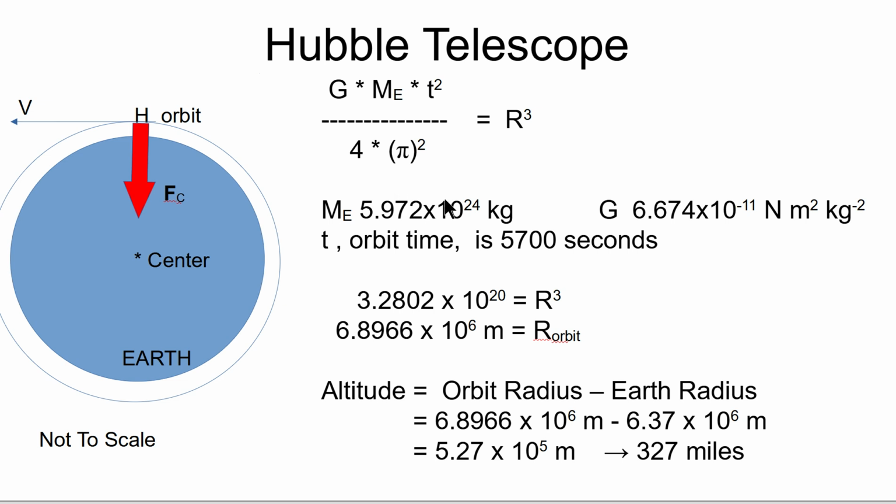Well, you can look up the mass of the Earth, the universal constant of gravitation, and the orbit time, 5,700 seconds.